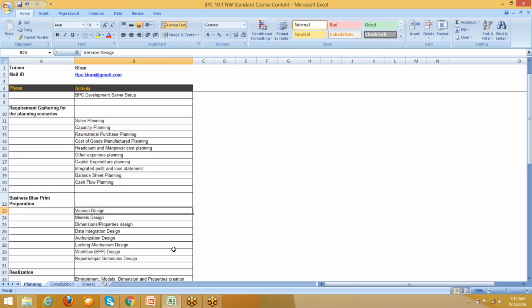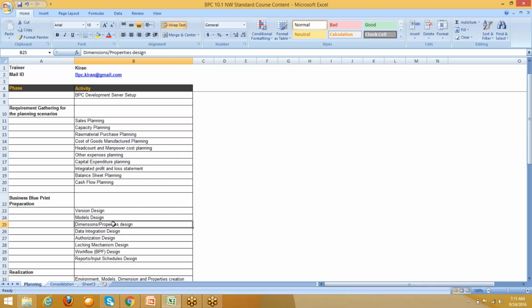Based on the discussion with the customer, we have to add the version design. How many versions do they have? Let's say forecast plan, next 5 years plan. So you have to design the versions. You have to design the models. How many models are required for sales? How many models are required for capacity? How many models are required for raw material? Or for all this capacity, raw material, cost of goods sold or manufactured, only one model is needed. So you have to design the models, and you have to document those models.